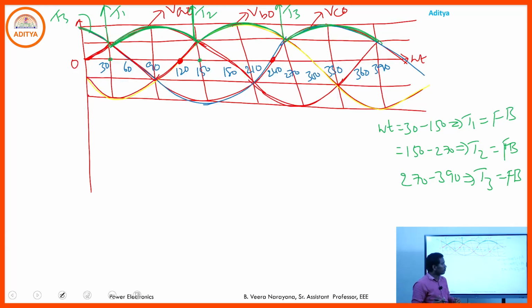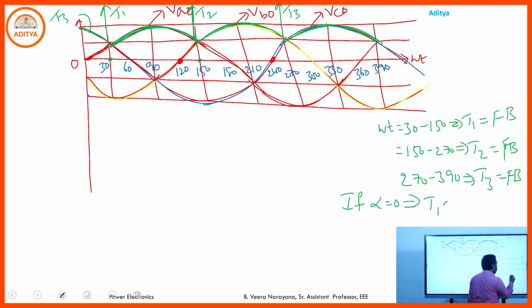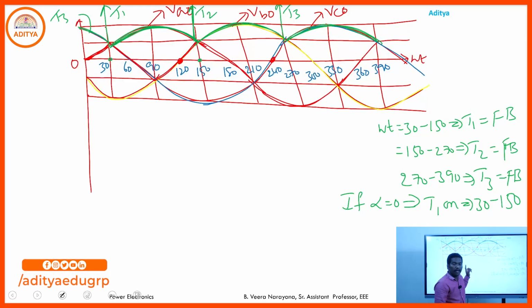So here what I said is, if you choose alpha equal to 0, then where does T1 come to the on state? T1 is on from 30 to 150. Why? Because even though you consider alpha 0, T1 comes to the forward biasing at omega t equal to 30. Hence you add that 30 degrees by default. Then it is easy to draw the output voltage waveforms for different firing angles.